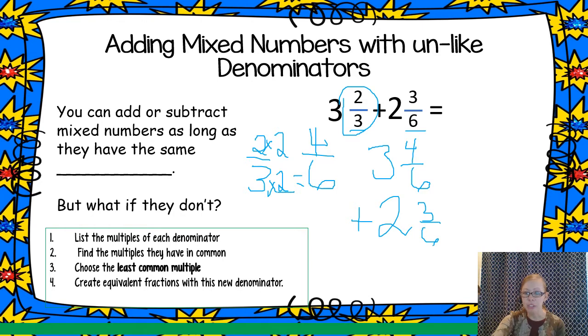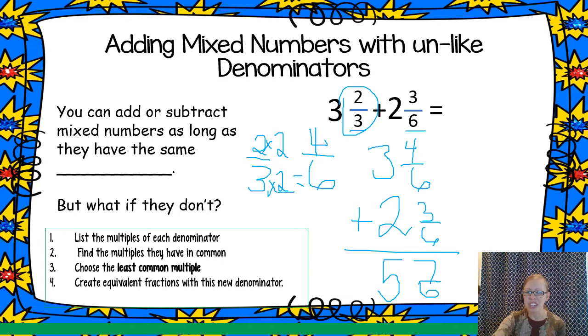My denominators are the same, so I know that 6 will be my denominator. I add my numerators, 4 plus 3 equals 7. Then I add my whole numbers, 3 plus 2 equals 5. 5 7/6. Oh, but 7/6 is an improper fraction. So I'm going to fix that, make it a proper fraction before I write my final answer.